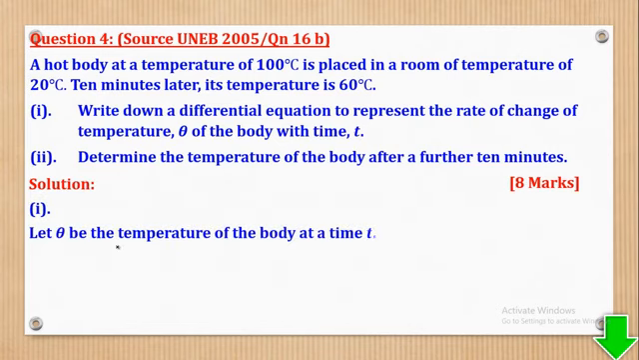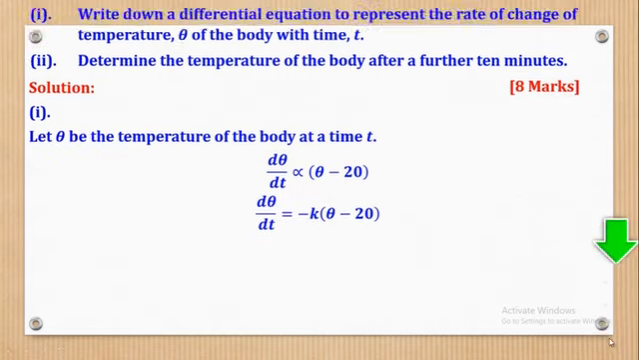So let theta be the temperature of the body at any time t. Therefore, d theta by dt is equal to theta minus 20, because 20 is the temperature of the surrounding. The next is to put a constant of proportionality. I think you must be keen on that negative, it has to be seen. The next is to separate variables and put integrals on both sides. So that was part A.